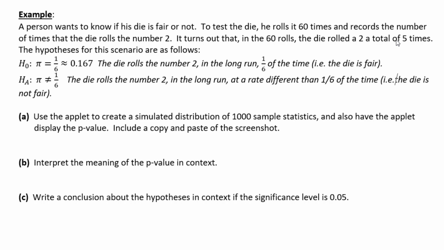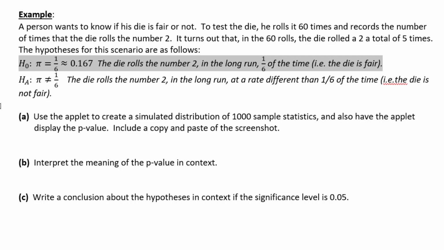So the given information already tells us the null and alternative hypothesis. Remember, he's trying to figure out if his die is fair or not. So the null hypothesis is that pi equals 1/6, which is approximately 0.167. So that would mean that in the long run, the die rolls the number 2 a sixth of the time, i.e., the die would be fair.